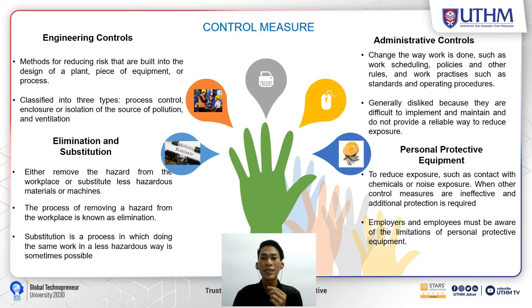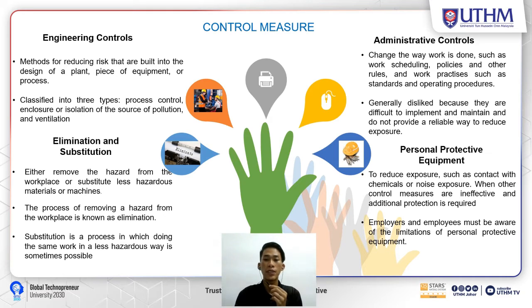So the third is administrative control. Administrative control is changing the way work is done, such as work scheduling, policies, and other rules of work practice, such as the standard operating procedure. Administrative controls are generally disliked because they are difficult to implement and maintain, and do not provide a reliable way to reduce the exposure. So the last is personal protective equipment.